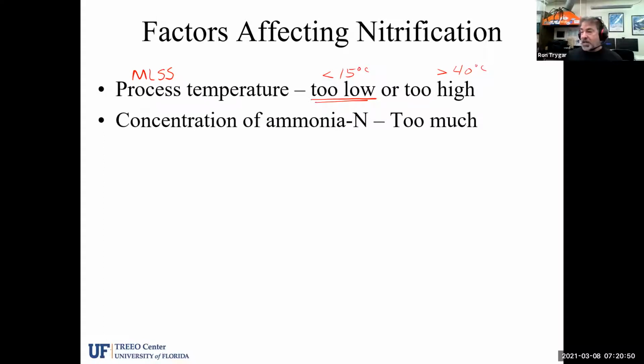We can have slugs of ammonia come into our treatment plant from side streams within our own plant. Let's say we have anaerobic digesters and we supernate our digester, we could actually slug load ammonia back through the plant. So the concentration of ammonia can't be too high, and it shouldn't be in slugs coming in. When I say too high, I mean somewhere close to, say, 100 milligrams per liter or higher.